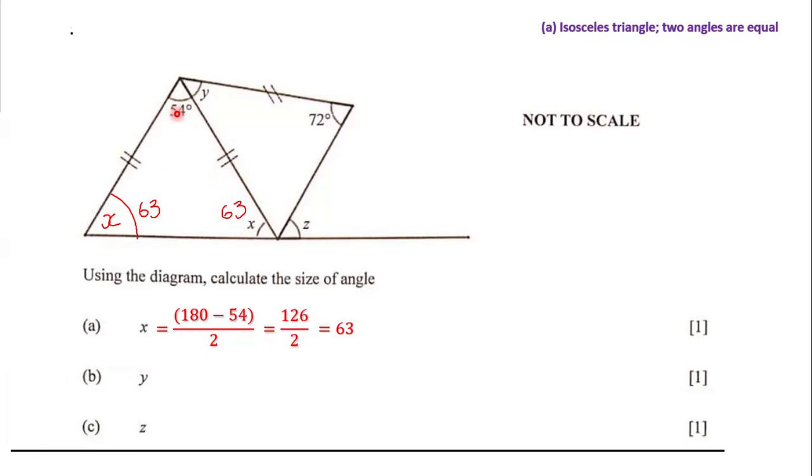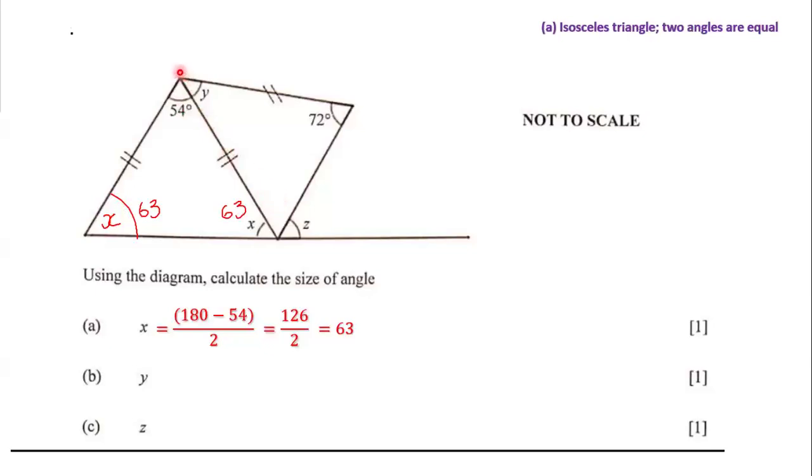Next, our goal is to determine the size of angle Y. So this is angle Y right here. Now, angle Y is one of the three angles inside of this triangle, all right? So Y, we have 72, and we have this angle right here.